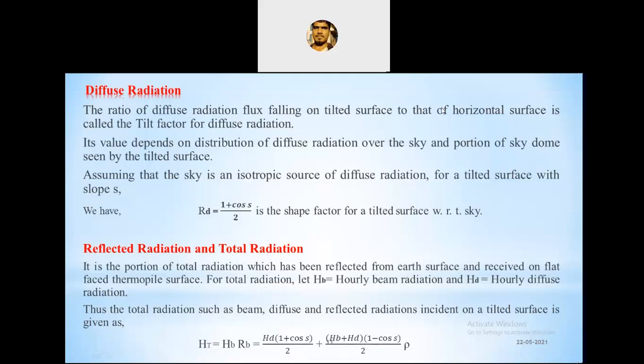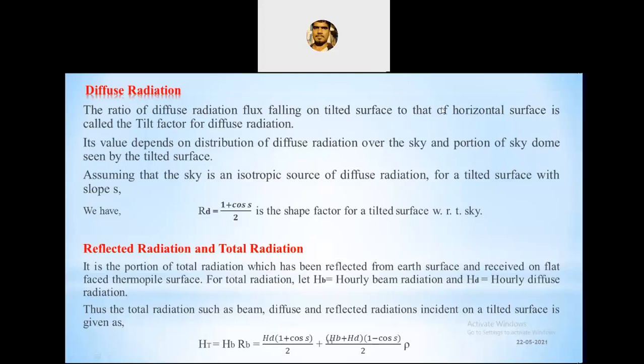And diffuse radiation means only the scattered radiation from the sun reaches the earth. It is called diffuse radiation, and its value depends upon the distribution of diffuse radiation over the sky, and the portion of sky that is seen by the tilted surface. And this diffuse radiation always depends on the sky.